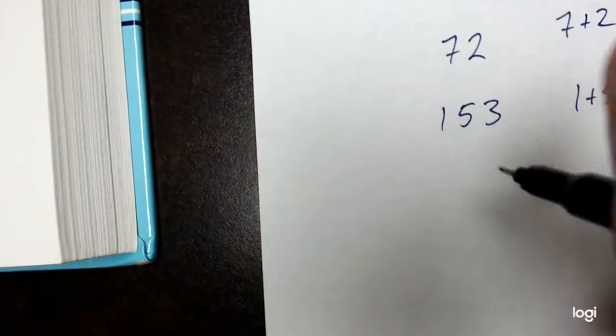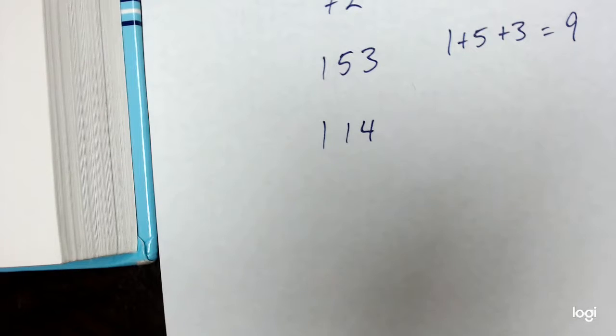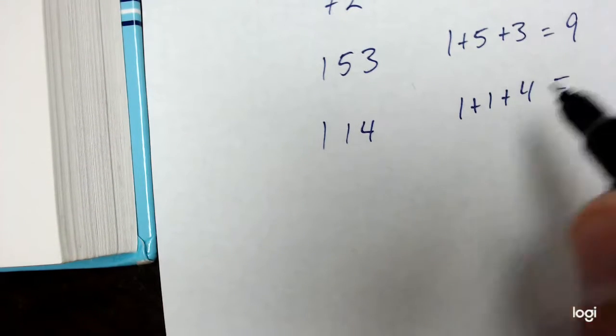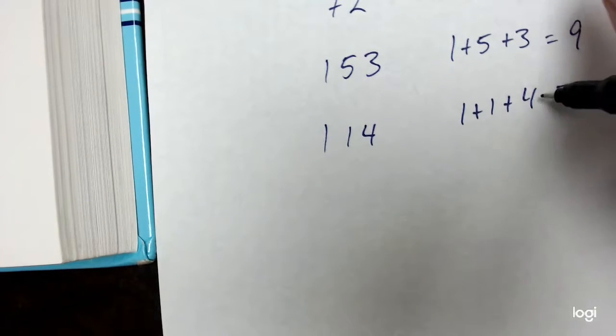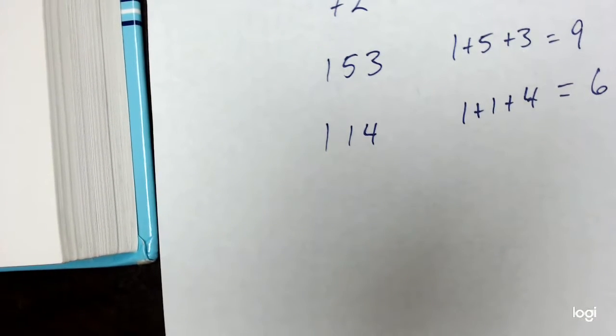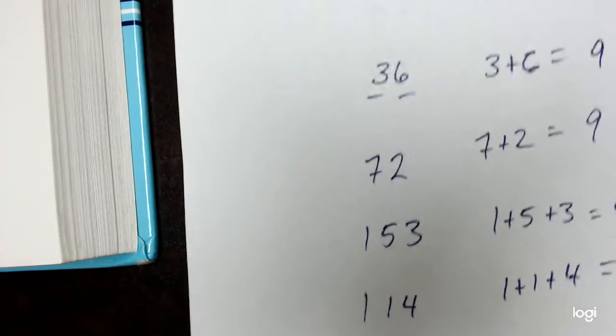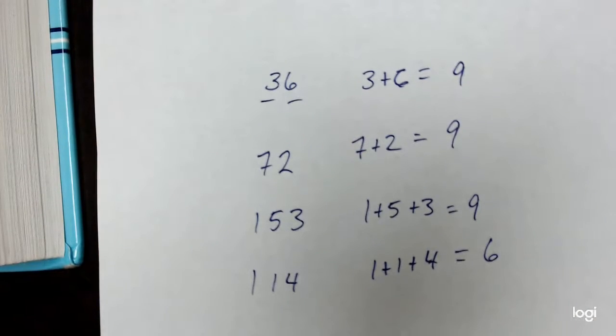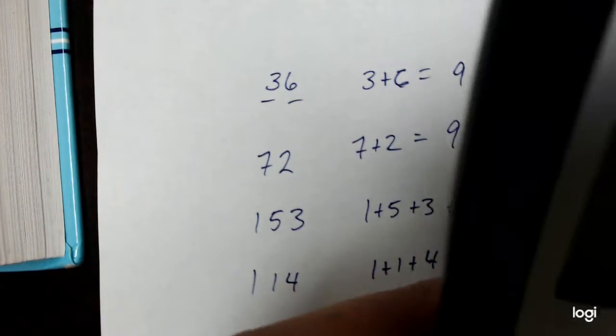Let's try another one. We'll say 114. That's a good one. Is 114 divisible by 3? Well, let's add up 1 plus 1 plus 4. That equals 6. So yes, 114 is divisible by 3. Now you may be thinking, Mr. Cleaver, no. We'll do some quick division. Actually I'll just use a calculator to prove it to you for the sake of time so we can keep this video nice and short.